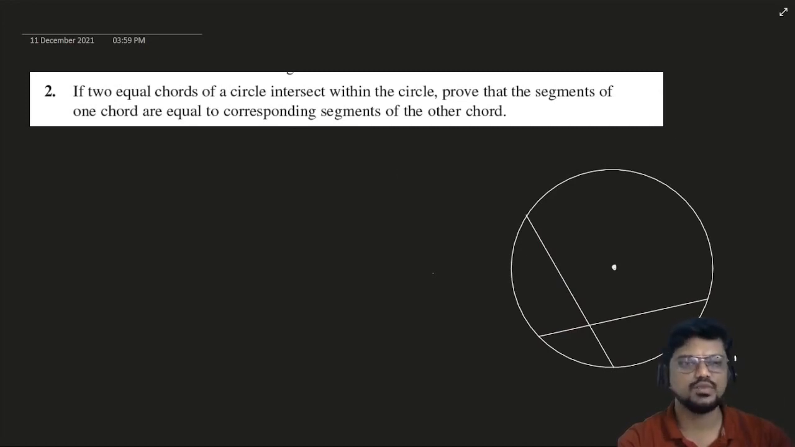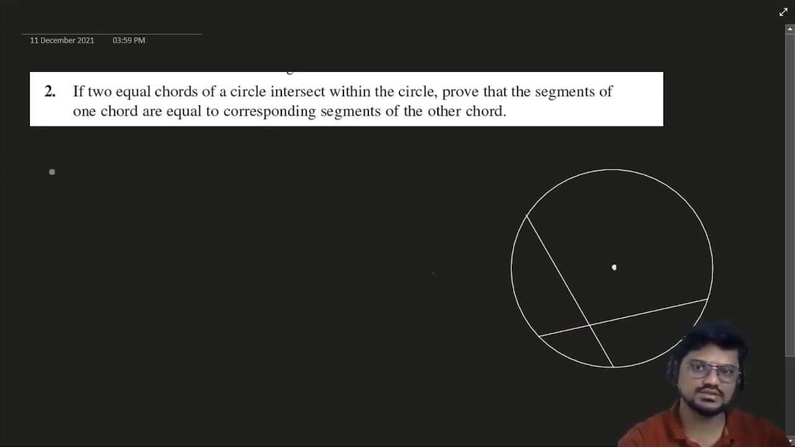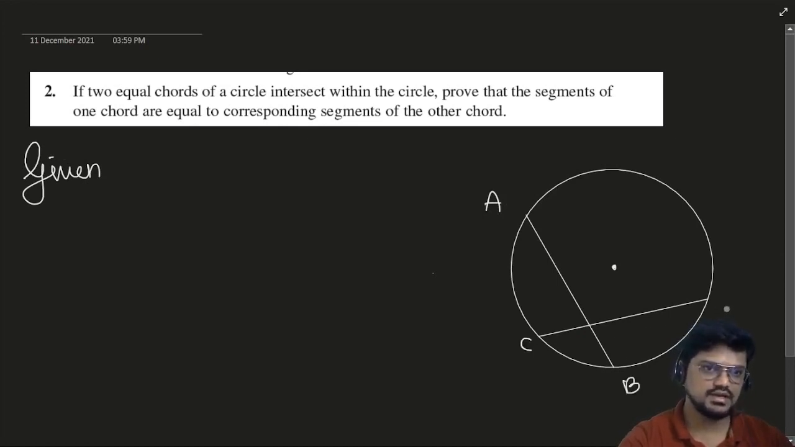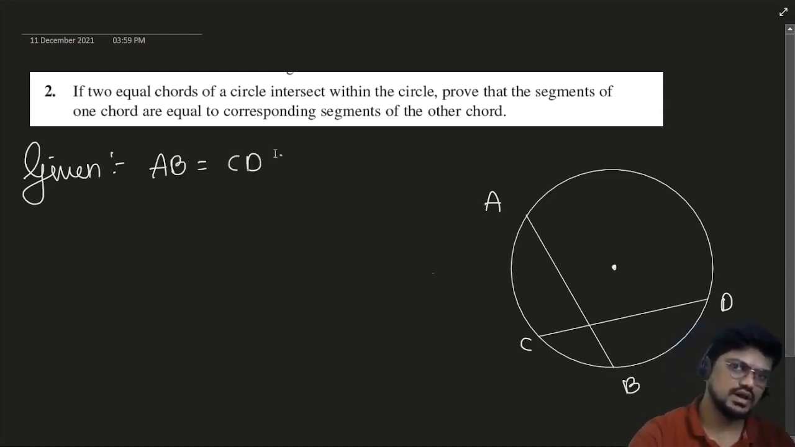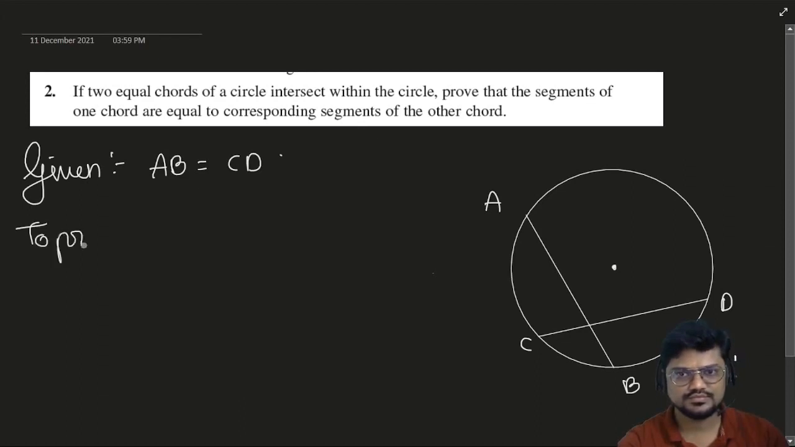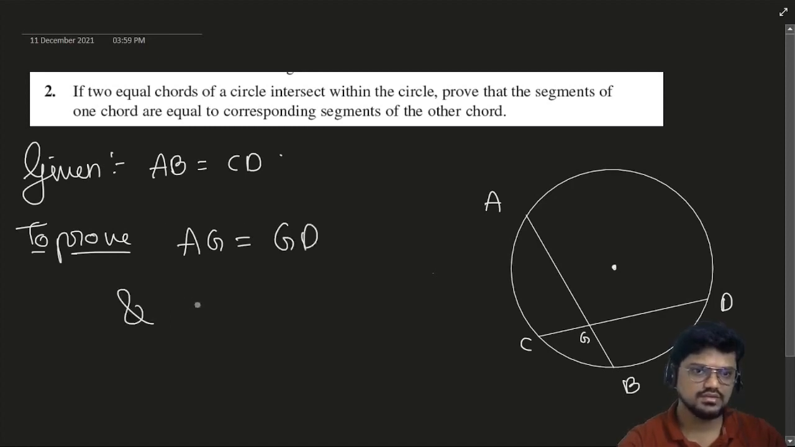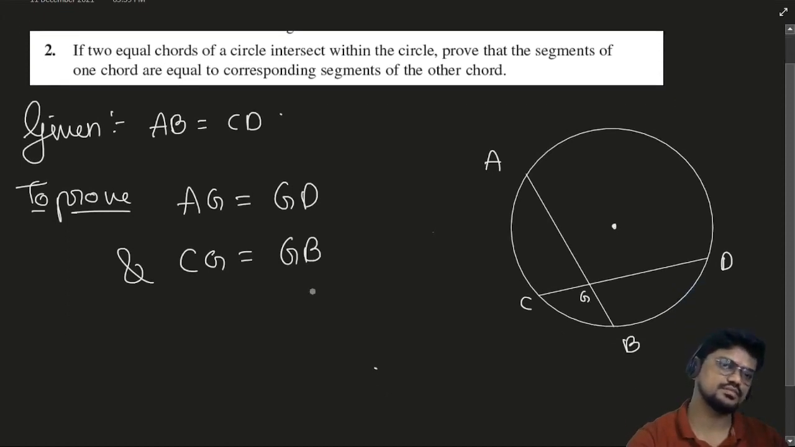Got it? Now how will we prove it? What is given in this? If this is AB and this is CD, the lengths of both the chords are equal, that is AB is equal to CD. That is what is given. And what do we need to prove? If the point of intersection is G, then to prove is AG is equal to GD and CG is equal to GB. This is what we need to prove.